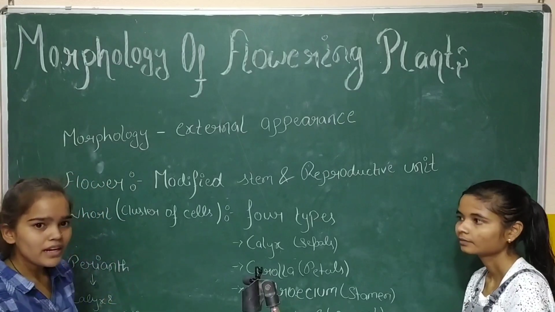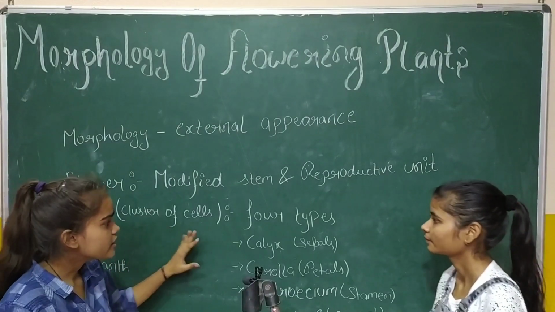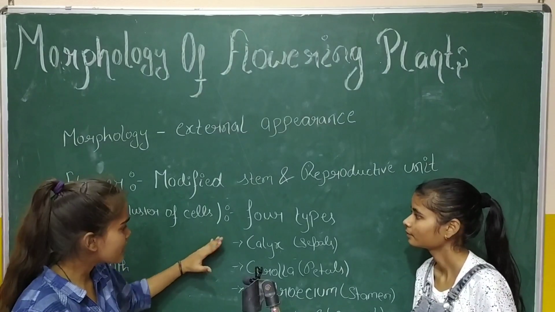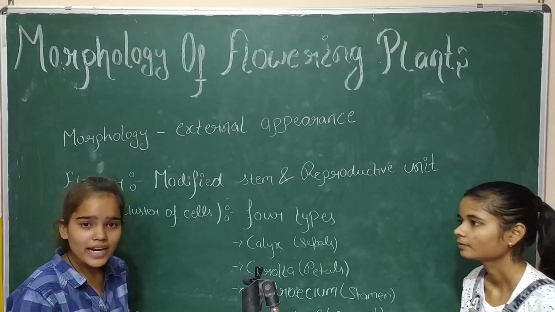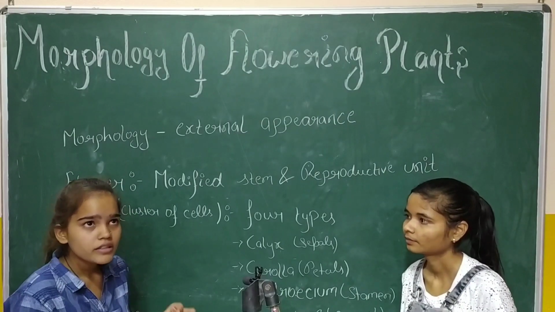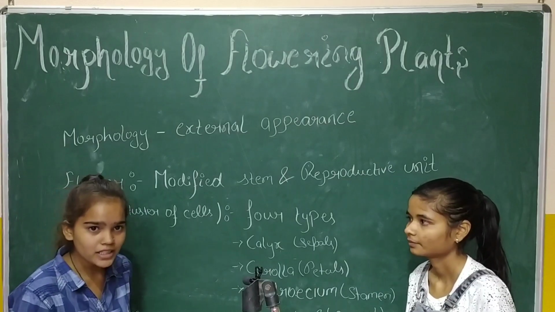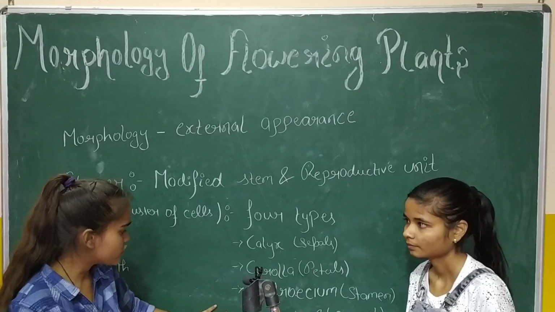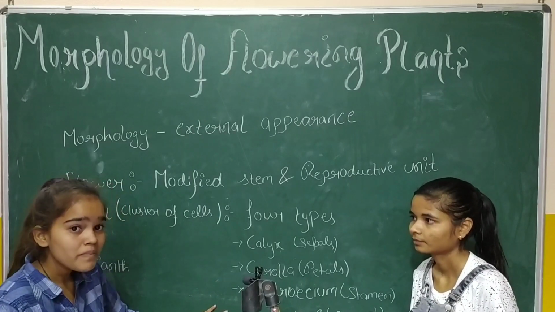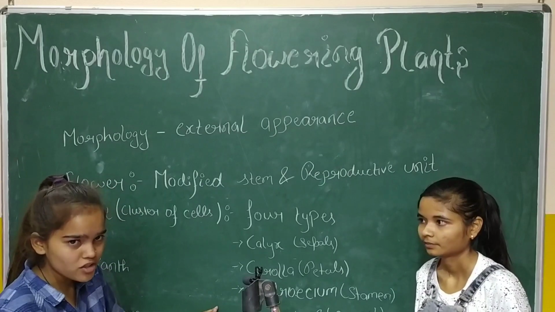A typical flower has 4 whorls; whorls are the cluster of cells. The 4 types of whorls are the calyx, corolla, androecium and gynoecium. In flowers like lily, the corolla and calyx are not distinct and it is termed as perianth. If a flower has both androecium and gynoecium, it is termed as bisexual, and if a flower has either androecium or gynoecium, it is termed as unisexual.